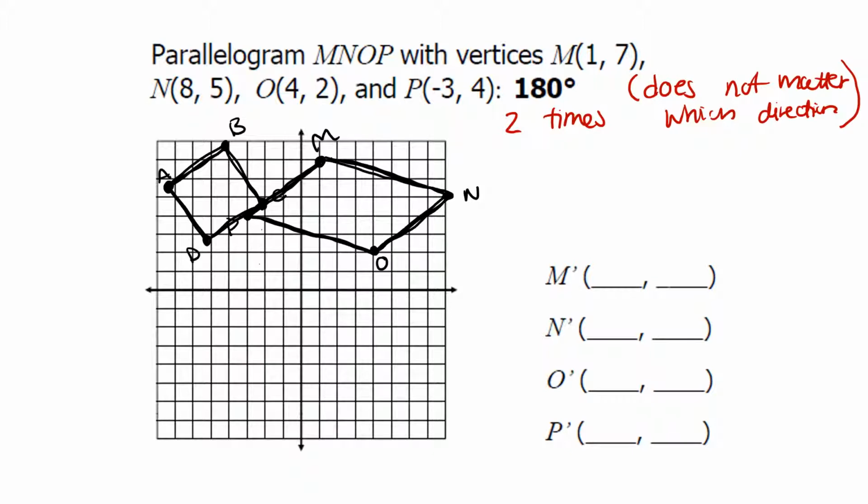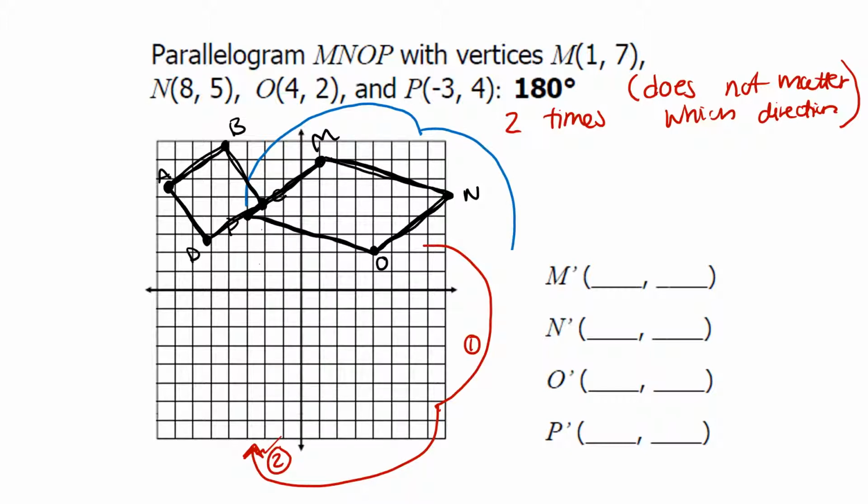For M, N, and O, we want to go 2 times, so 1 and 2 would put us down here at this bottom quadrant. For letter P, 1, 2 would put me here at the bottom right quadrant. So we're going to look at each individual point. For point M, we're starting at 1, 7. We want to turn it 2 times. 1 time would be 7, 1. 2 times gets me back to my point, 1, 7.